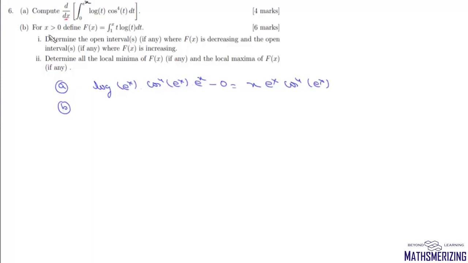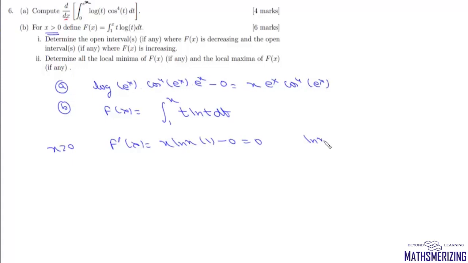Now for the second part, it says for x greater than 0, we have defined a function capital Fx, which is the integral from 1 to x of t ln t dt. So we need to find where this function is increasing and where it is decreasing, and we need to find all the local minima and maxima for this function. So we'll differentiate this function: f dash x is x log x into the derivative of x, which is 1, minus the derivative of 1, which is 0. So we'll put it equal to 0 when x is greater than 0. The only root that we'll get is when log x is 0, and that is when x is equal to 1.